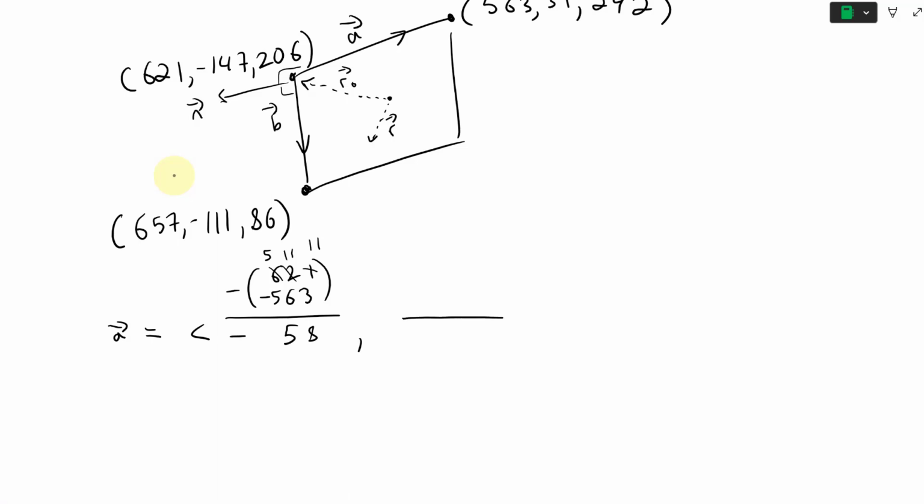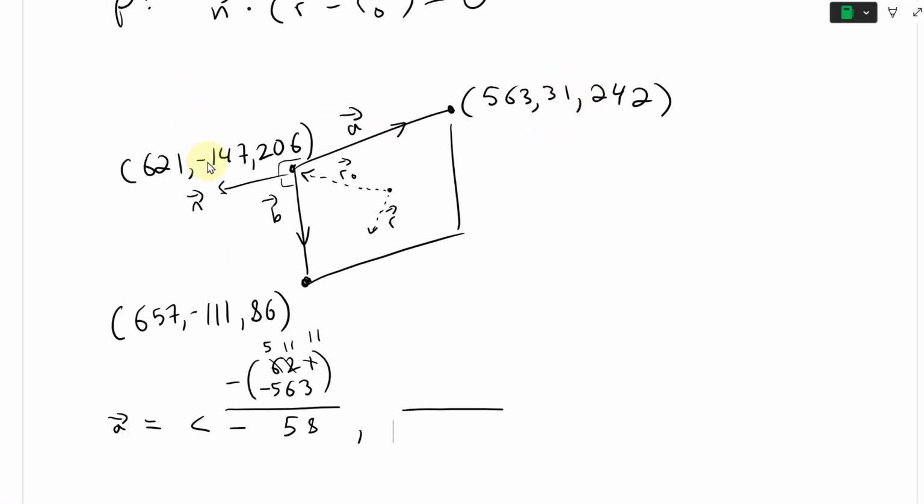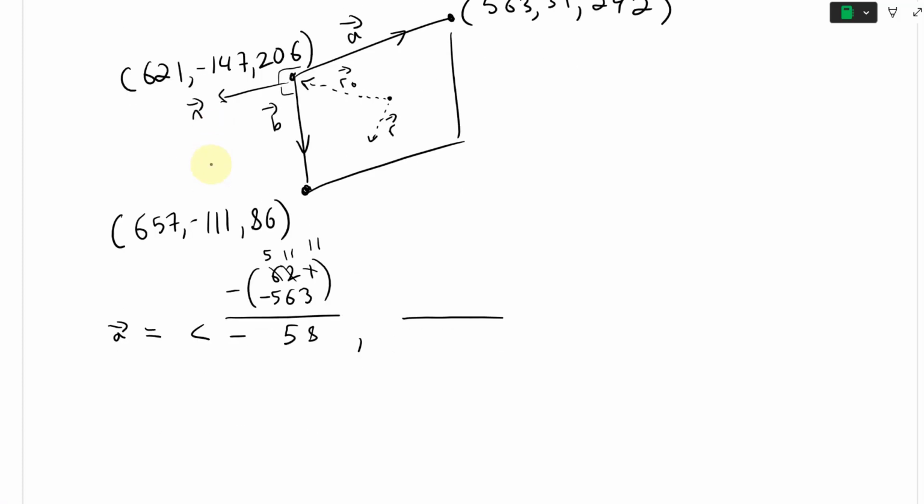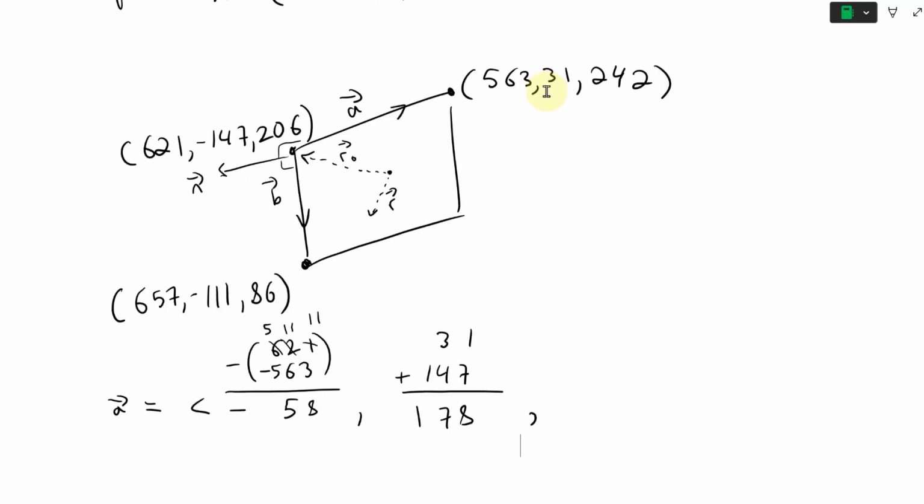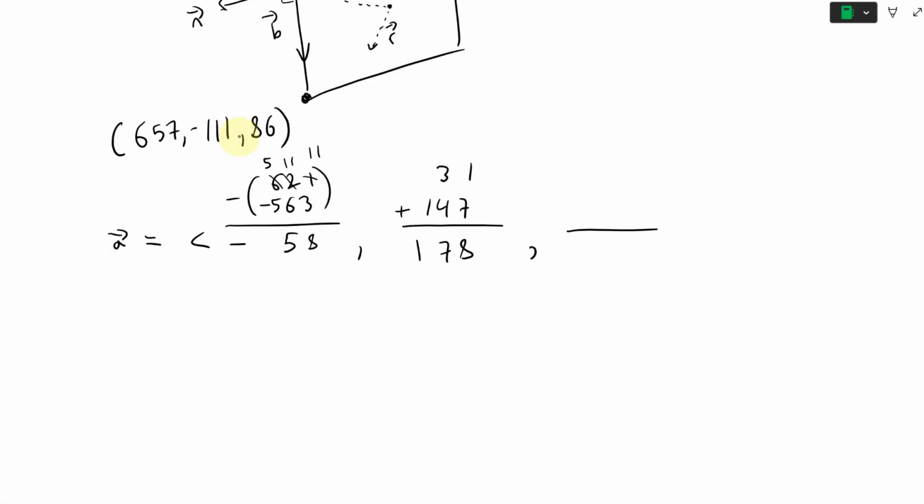Now the next part is going to be this 31 minus negative 147. So it's going to be 31 plus 147. It's going to be 178. And then the next one is 242 minus 206. So 242 minus 206, and subtracting, this is going to be a 12, this is going to be a 3. And 12 minus 6 is 6, and then 3 minus 0 is 3. So 36. So that is what we have.